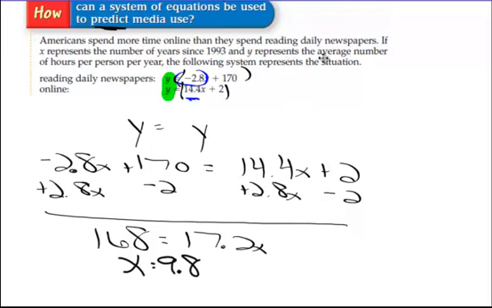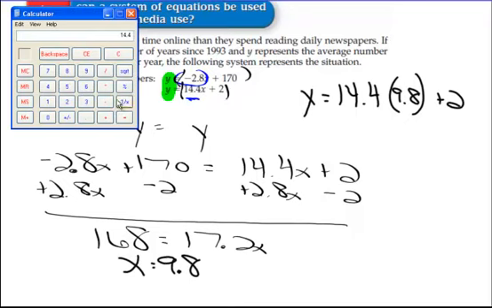Y represents the average number of hours per person per year. Well, let's go ahead and throw that in there. I can solve it into either one. So y equals 14.4, in place of x, we're using 9.8, plus 2. All right, so we're going to do 14.4 times 9.8. We're using our rounded answer here. And that's going to give us 141.12. And don't forget to add the 2.